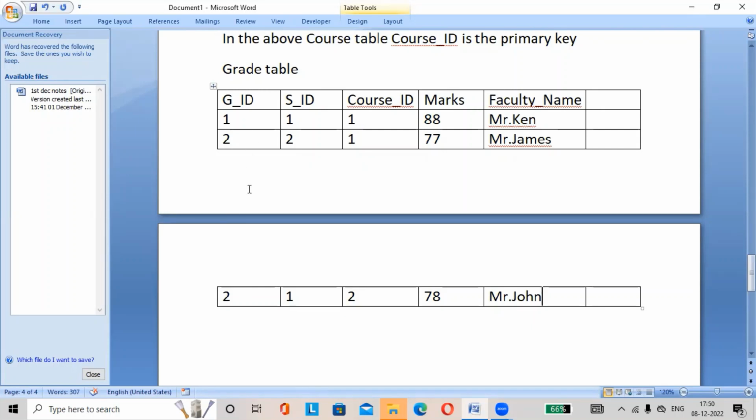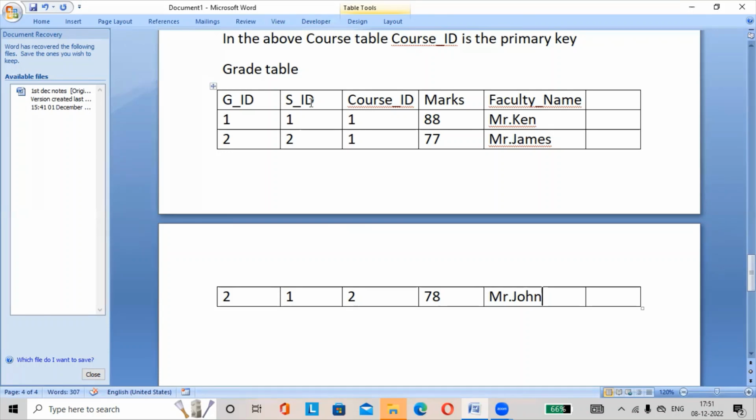If we give this grade ID as primary key, it is not meaningful. Why? Because we are entering duplicate values. Grades can be duplicate. All the students can't get the same grades. So we can't give grade ID as the primary key. Here it contains student ID and course ID together. Together, they make the primary key more meaningful.